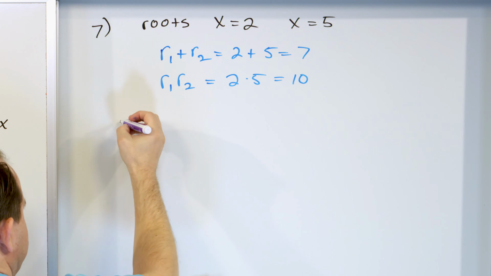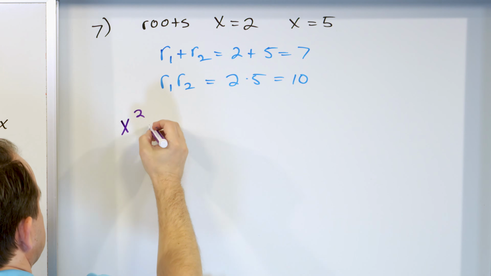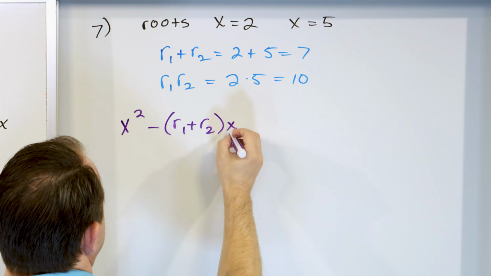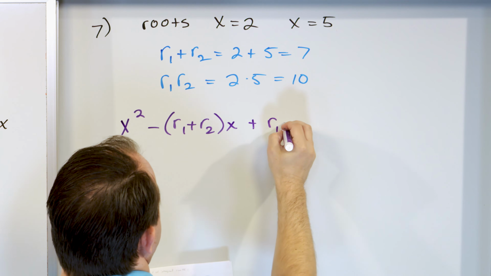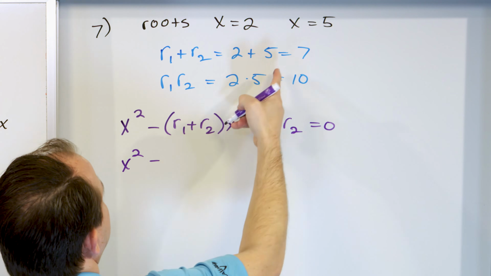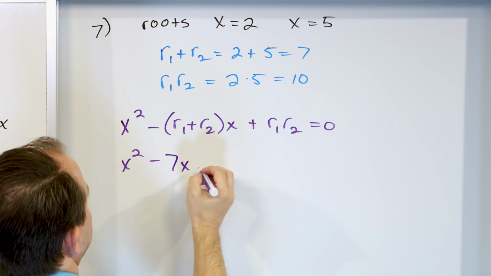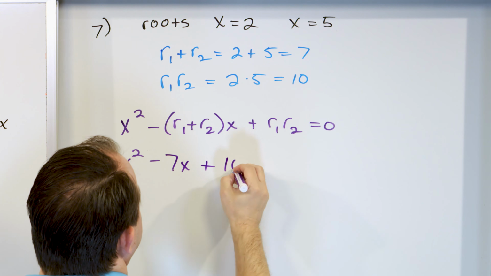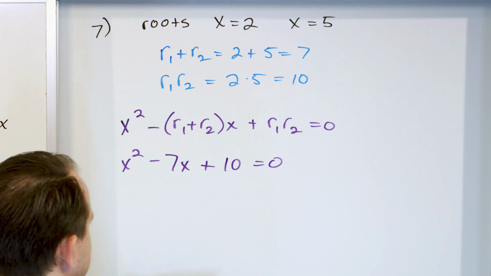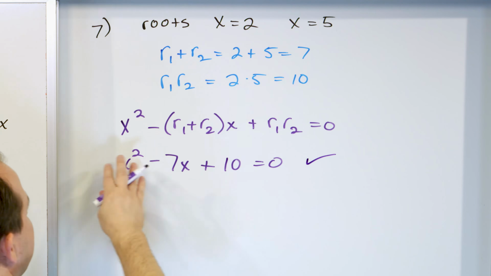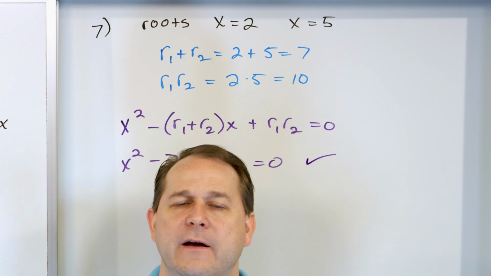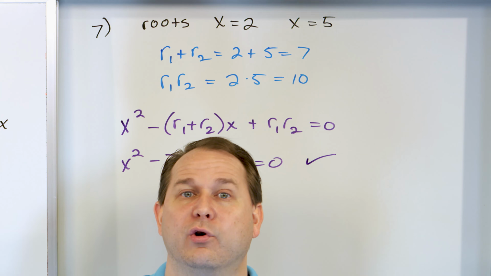So the quadratic function is going to be this: x squared minus the sum of the roots, r1 plus r2, times x, plus the product of the roots equals 0. So we have x squared minus the sum of the roots, which we already figured out was 7, so it's going to be 7x, plus the product of the roots, which was 10, equals 0. So x squared minus 7x plus 10 equals 0. So this equation already had integral coefficients. The problem statement here is find a quadratic function with integral coefficients.